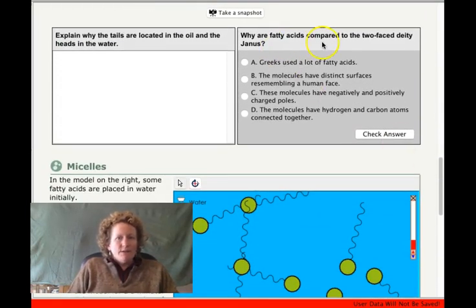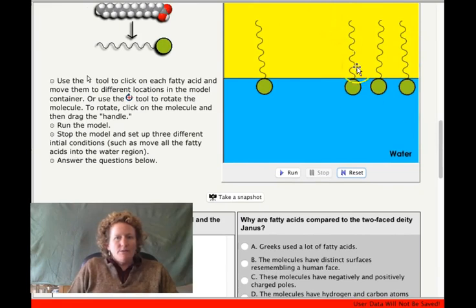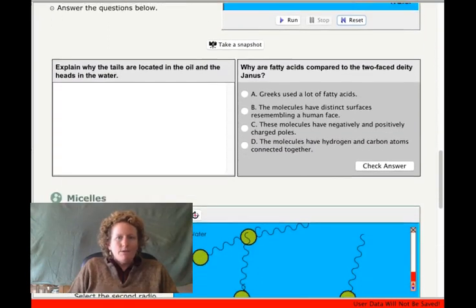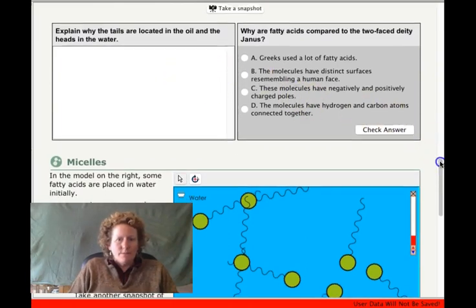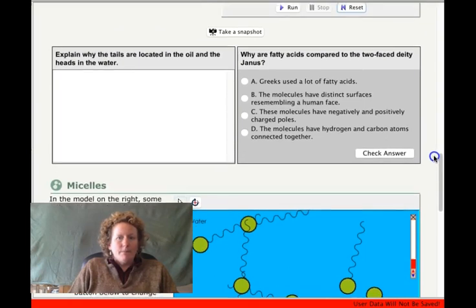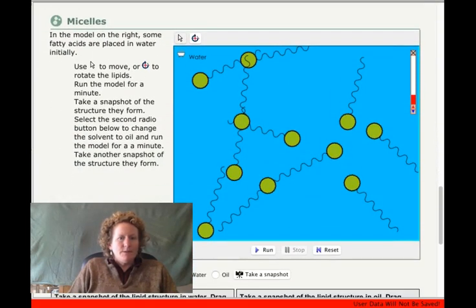Why are fatty acids compared to the two-faced deity Janus? Well, think about what they're doing here. There's kind of two parts of them, the polar part and the nonpolar part. So you have enough information to answer these two questions, and you can answer them on your lab sheet.